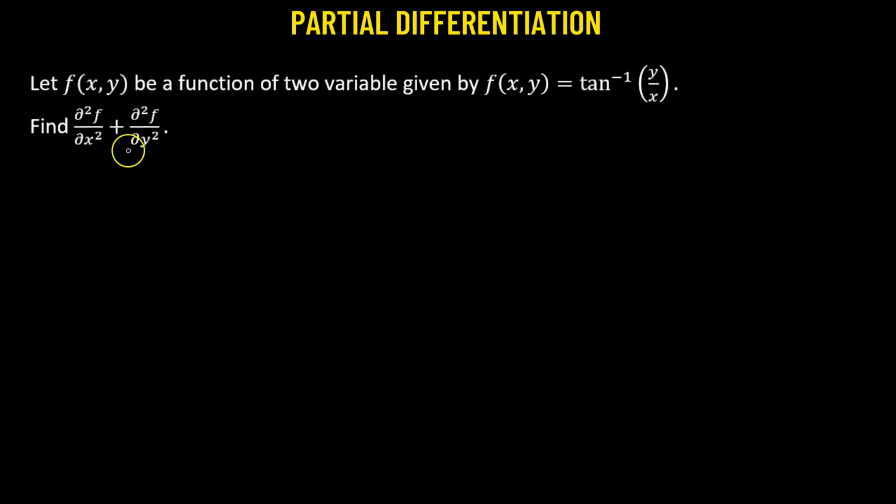So here we have a function of two variables f, which is given by the inverse tangent of y over x. We need to find out the second partial of f with respect to x plus the second partial of f with respect to y. So let's begin.